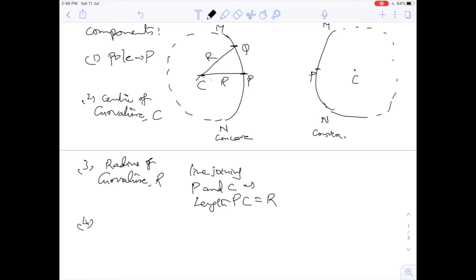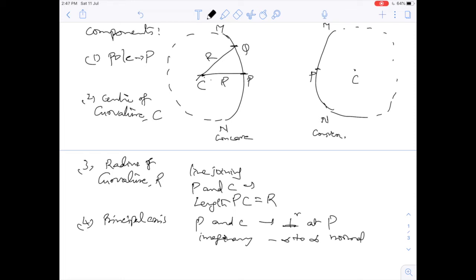Then the principal axis, the line joining P and C, which is perpendicular at pole P to the surface of the mirror. So, this is an imaginary line which runs from minus infinity to infinity, and which is perpendicular, or normal, to the surface at the point P.